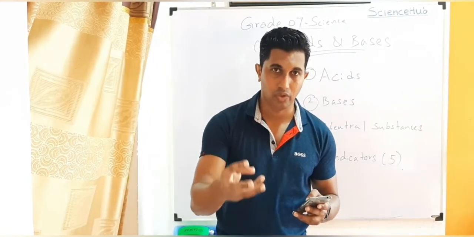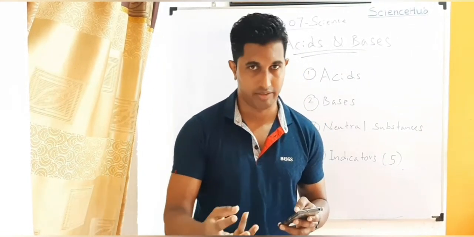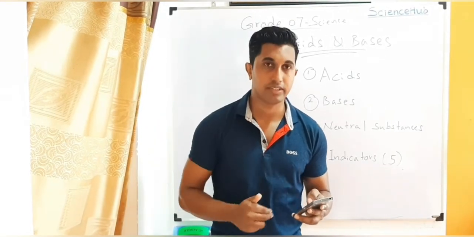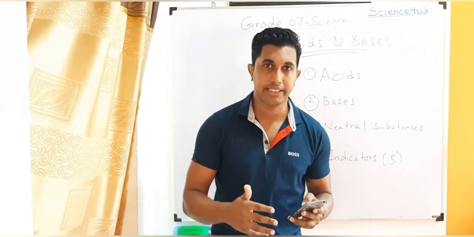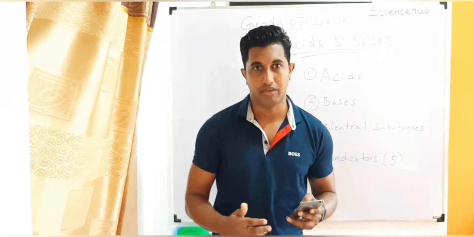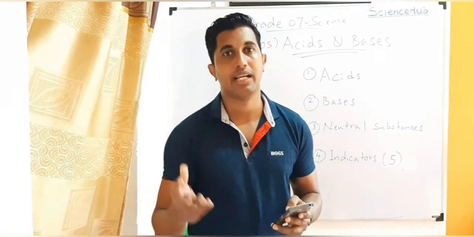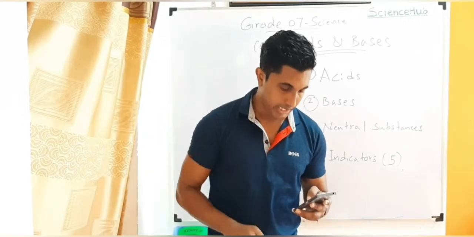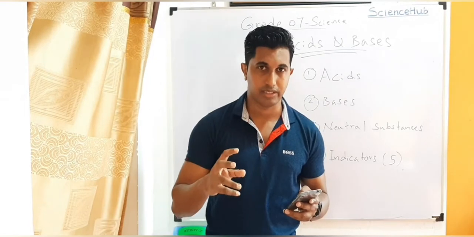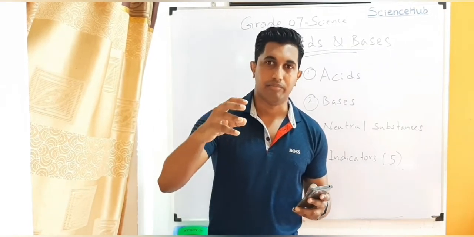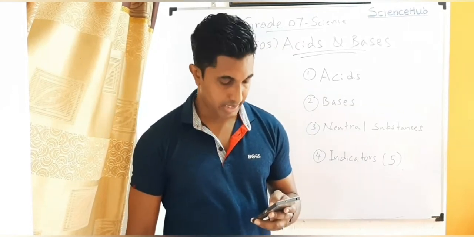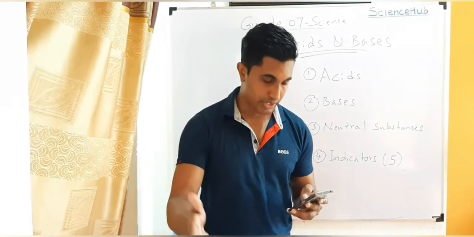The indicator is the solution of shoe flowers. That is your indicator, and you can check whether the rest of the things are acids or bases. What is the category of those things? You can check them using your indicator. That is an indicator that you can make easily at your home.